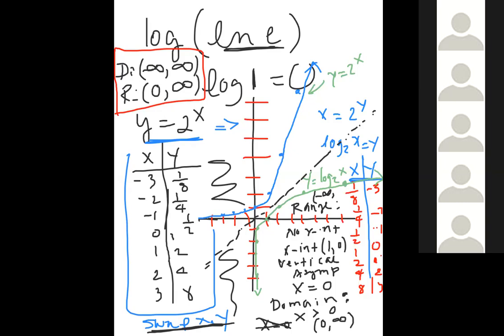Let me highlight something here. What do you notice about the domain and the range of the log function versus the domain and the range of the exponential function? Talk to me in my language. Use the vocabulary. Use the inverse terminology. Yes. They are inverses of each other. So the domain of the log function is the range of the exponential function, and vice versa. The range of the log function is the domain of the exponential function.